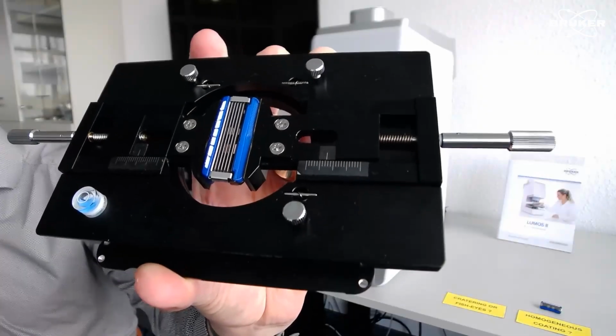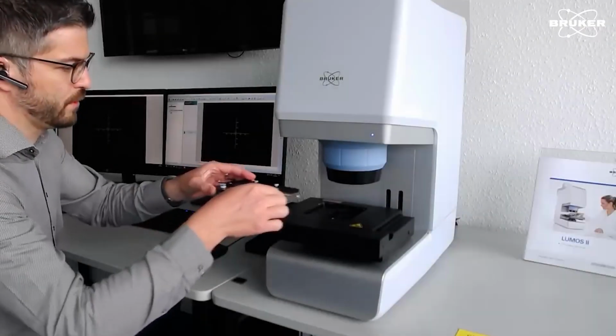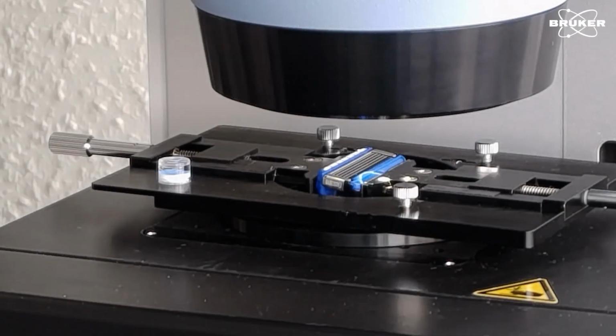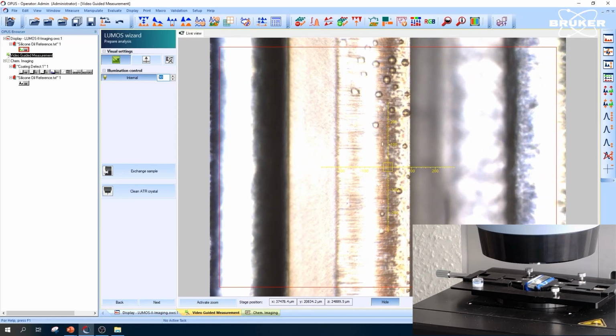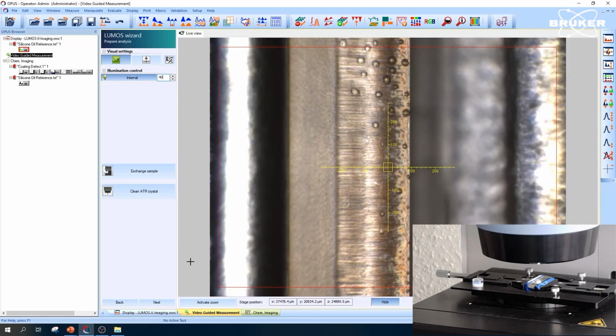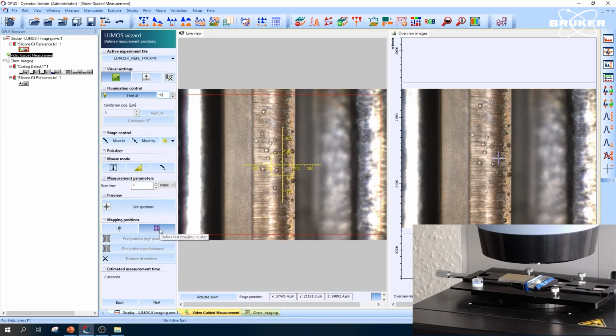The razor blade cartridge is placed into a sample holder for IR analysis. The holder is positioned under the microscope and brought into focus. The visual image already shows an uneven distribution of oil droplets across the blade surface. FTIR microscopy characterizes samples both visually and chemically.